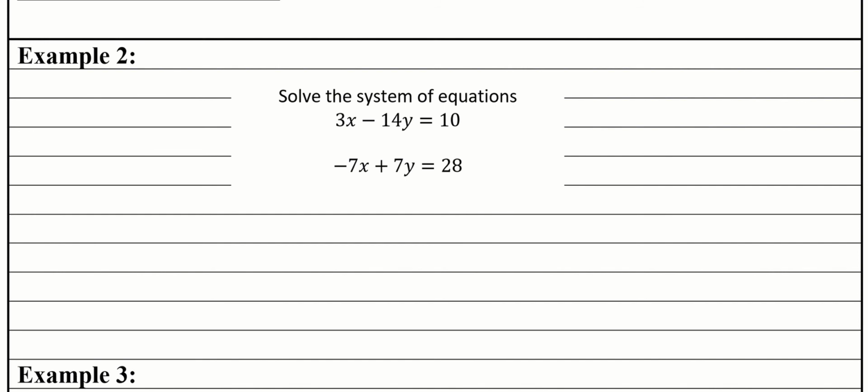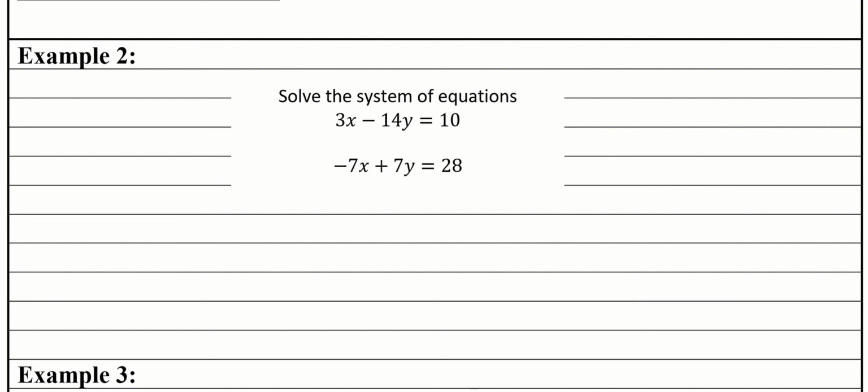I want to look for, or create, opposite values. Between positive 3x and negative 7x, those aren't opposite of each other. One's positive, one's negative, but they're not opposite. Same thing with negative 14y and positive 7y. Notice these two numbers are opposite of each other, but they're in the same equation. I want the opposite values in separate equations, and I want them to have the same variable. So if we don't have opposite values, then I'm going to create opposite values.